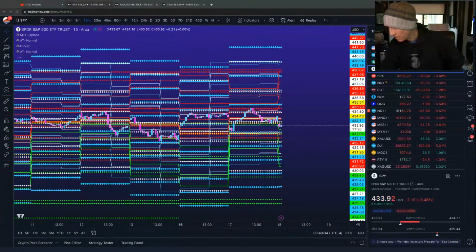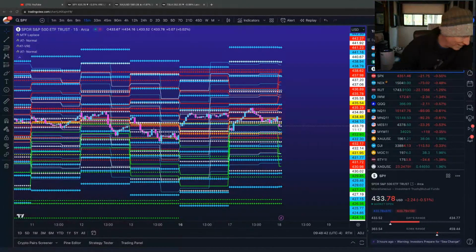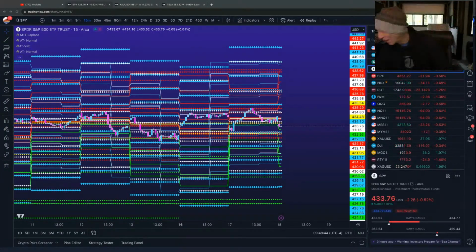Nice wide range. That's why all this is so powerful. If you're an options trader and you're not looking into the VEPS, I don't know. I don't know what to tell you.